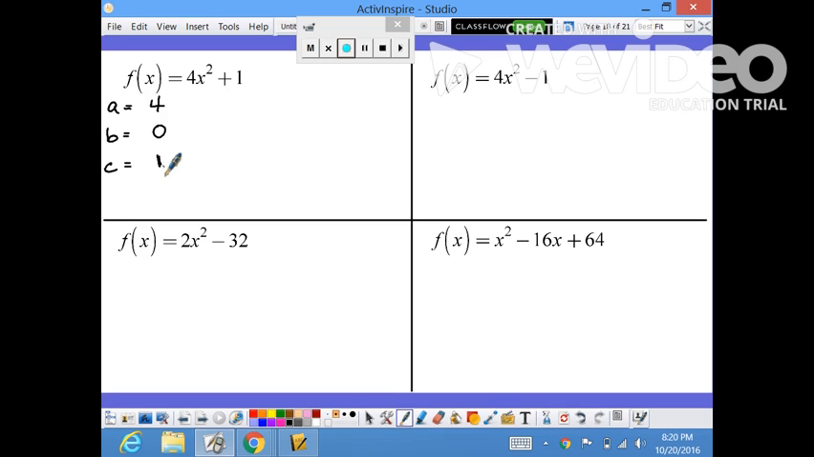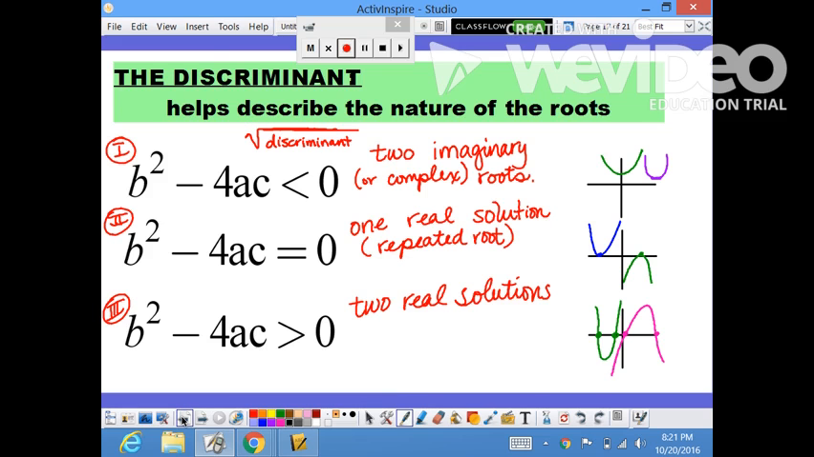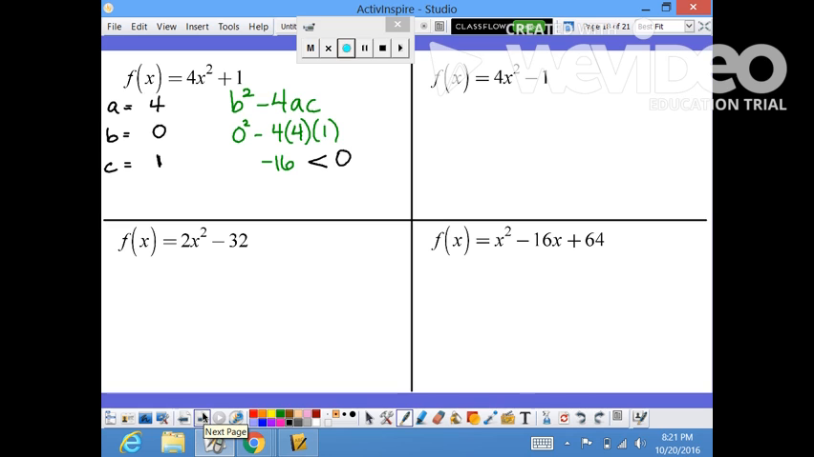So using the discriminant, b squared minus 4ac, we're going to plug in. B is 0, so 0 squared minus 4 times 4 times 1. Well, we know 4 times negative 4 is negative 16. Negative 16 times 1 is still negative 16. So our discriminant is negative 16, or it's negative, because it's less than 0. So if we go back, if our discriminant is less than 0, that means we have case 1 going on here. That means you have two imaginary complex roots.